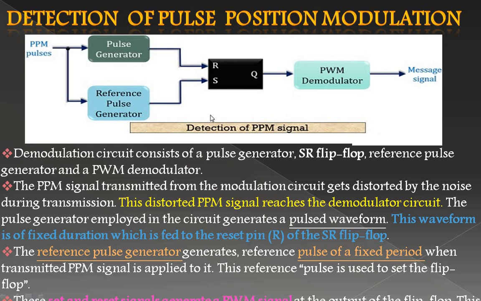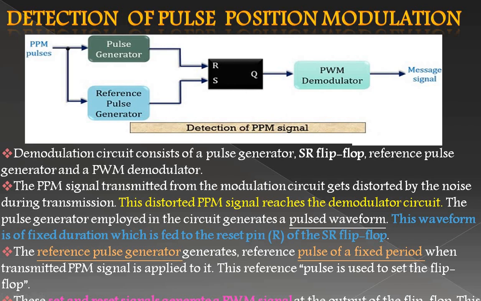In the first, the reset part, the pulse generator output is given to the reset pin. The output we are getting there is a pulse train fed to the reset pin whose duration is fixed, right? Here at the reset pin you are getting pulses whose duration is fixed. At the set pin we are getting pulses whose period is fixed. Here you are fixing their width. So due to this, at the output of your SR flip-flop you will be getting a pulse width modulated signal.